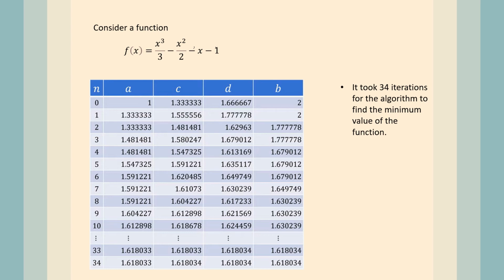A numerical example is provided here. Here we have considered a function f of x equal to x cube by 3 minus x square by 2 minus x minus 1. And the graph of this function is mentioned in the next slide. Here a equal to 1 and b equal to 2. In the first iteration, c will be 1.3 bar and d will be 1.6 bar. Then the algorithm calculates the value of function at c comma d and compares both of them, and it will decide whether it has to proceed to the next iteration or not. In this example, it took 34 iterations for the algorithm to find the minimum of the function.